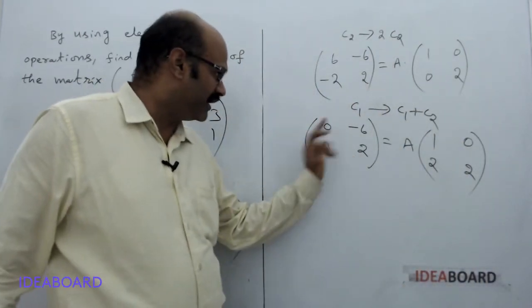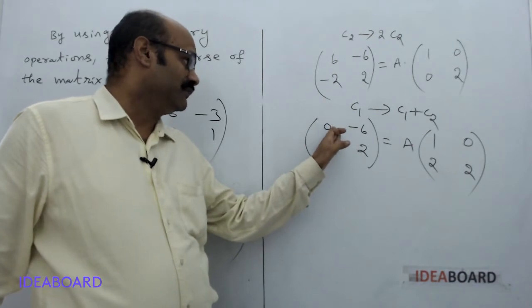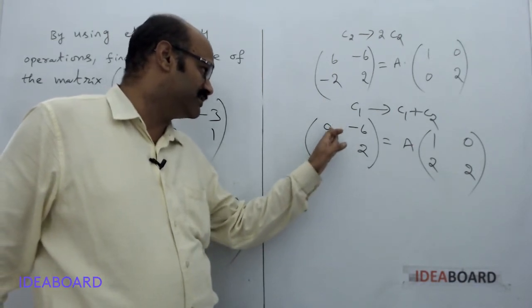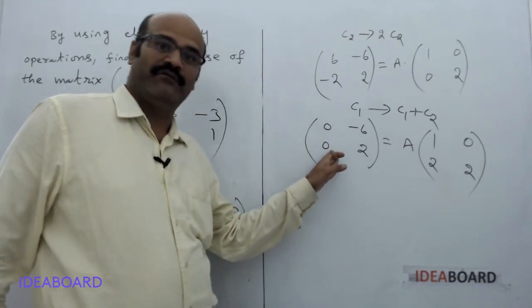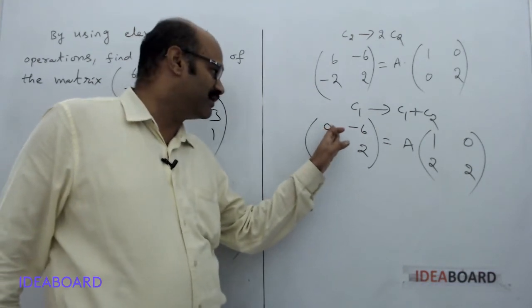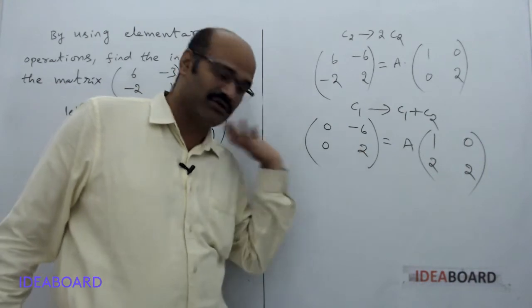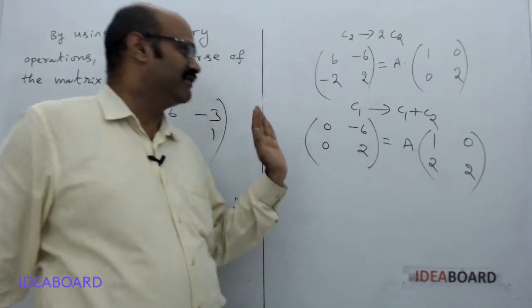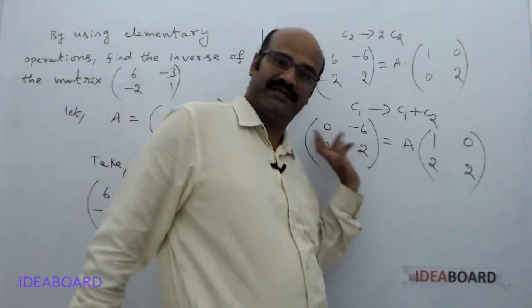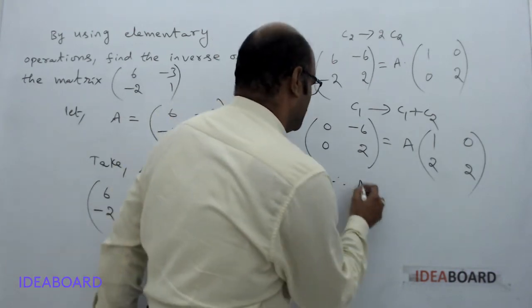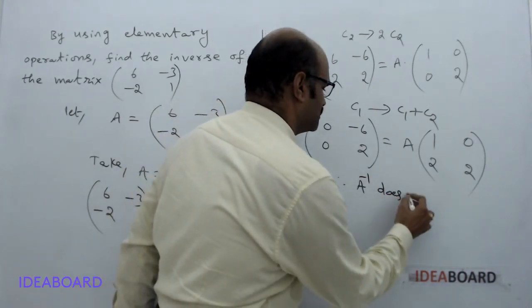Now here if you identify, in the first column all the elements are equal to 0. Whenever we get each and every element of any column or any row equal to 0, then we say that inverse of that matrix does not exist. Therefore here we say that A inverse does not exist.